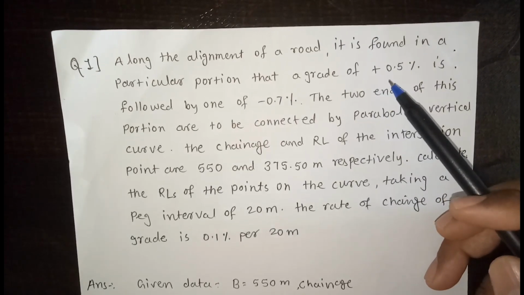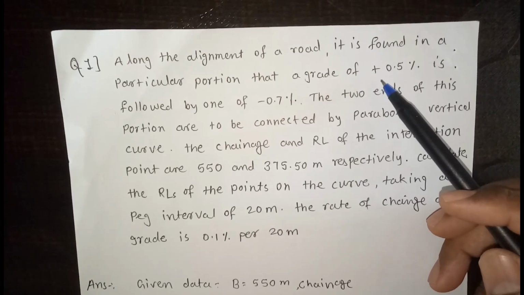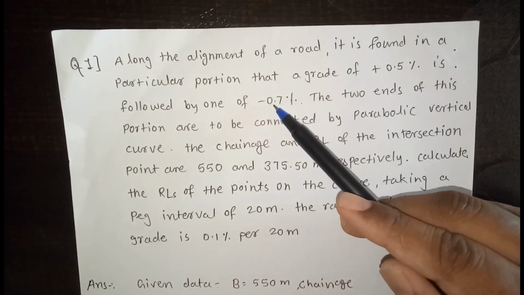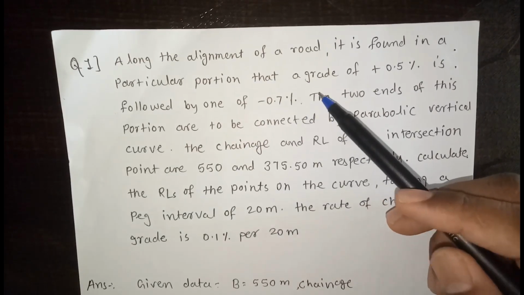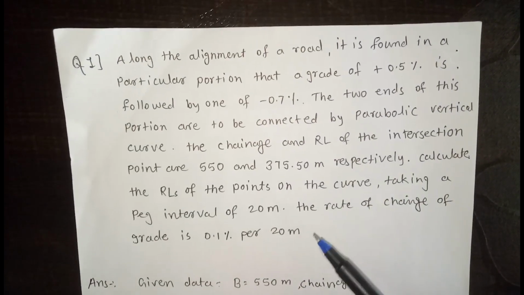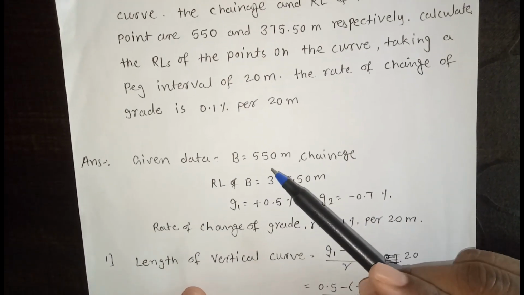See here, this is the grade percentage. First grade is positive, that means increasing, and second one is negative grade, that is decreasing height. So this curve is summit curve. First write down the given data.